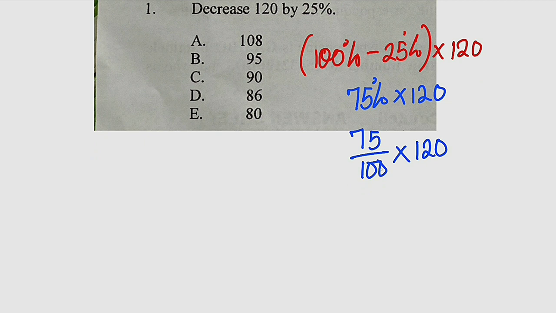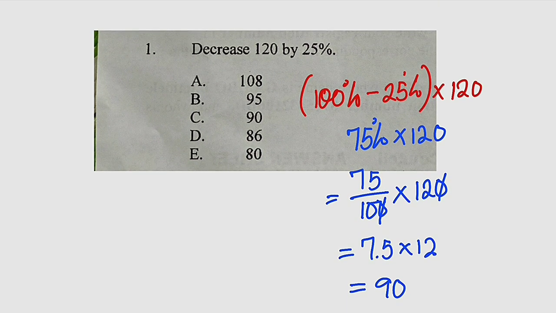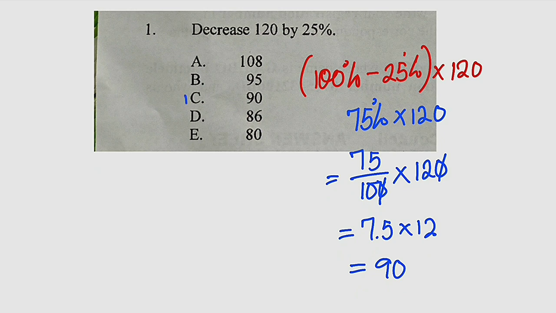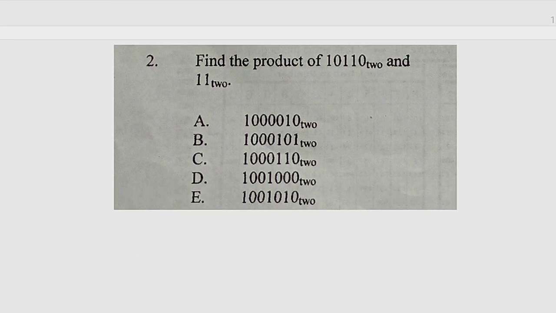If you don't want to, I know that 10 can cancel 10 here, and if you divide 75 by 10, you're going to obtain 7.5, then multiplied by 12. This is what we have, and 7.5 multiplied by 12 is equal to 90. Therefore, if you reduce 120 by 25%, you're going to obtain 90, which is option C. Now let us move on to question number 2. Here is question number 2.